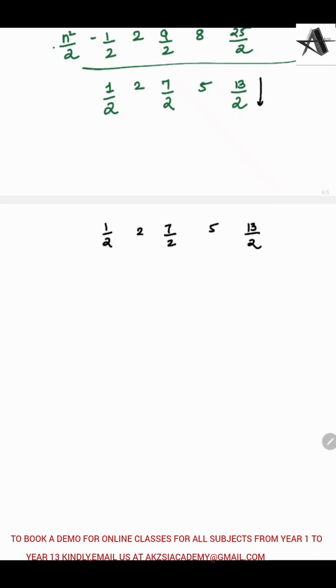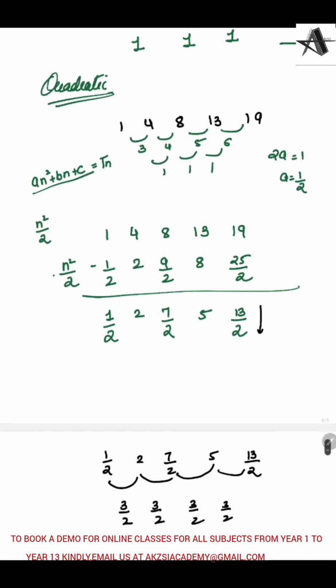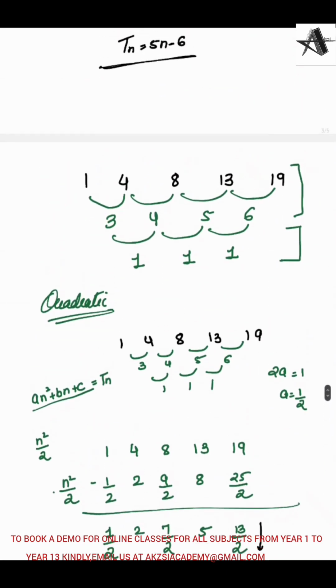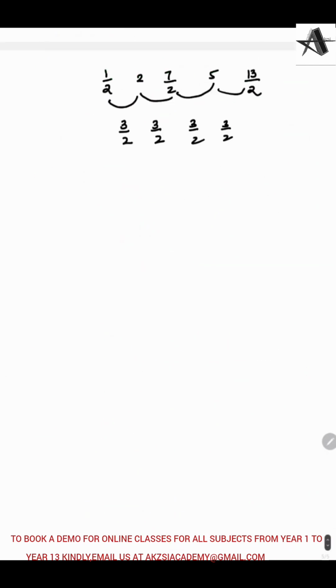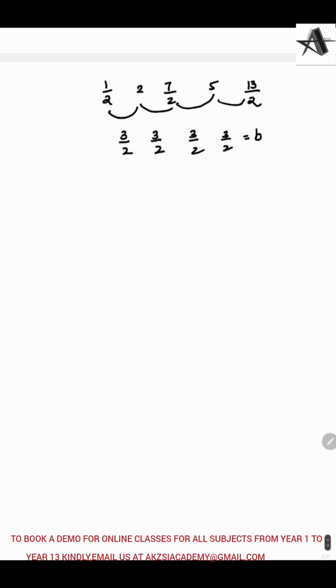How we started doing it? We need to subtract. So 2 minus half will give you 3 over 2. Then 7 over 2 minus 2 will also be 3 over 2. 5 minus 7 over 2 is also 3 over 2, and this is also 3 over 2. Remember, we equated this common difference to a, but the a is already there, right? So we'll focus on b. So we will equate this to b. Only the constant is changing, the letter is changing, the format is exactly the same.